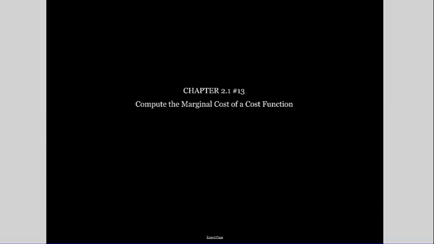In this tutorial, we will find the marginal cost of the given cost function. For the cost function c of q, which equals 1000 minus 25q minus 0.2q squared, simplify the quotient c of q plus h minus c of q all divided by h, then determine the marginal cost of the qth unit of output.